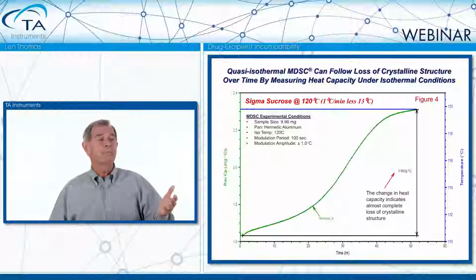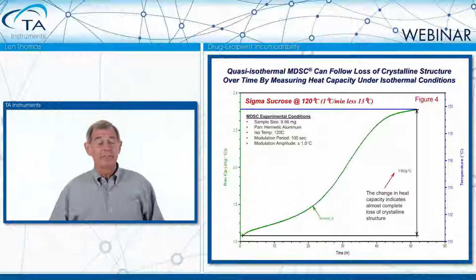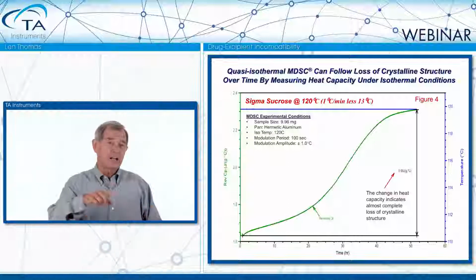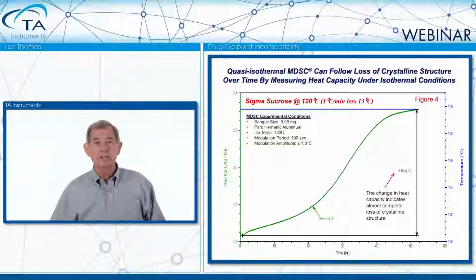But when we look at this figure, we can see that at 120 degrees, which is nearly about 55 degrees below the often reported melting point sometimes in the literature, we immediately have increasing heat capacity with time. So even at 120 degrees, there is a chemical reaction taking place, which turns out to be hydrolysis, and we have conversion of our crystalline structure to amorphous. Amorphous structure has a higher heat capacity. So as we convert from crystalline to amorphous, we can follow that rate by following the increasing heat capacity.